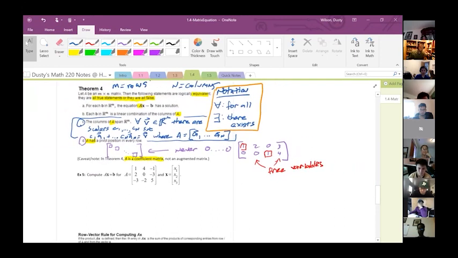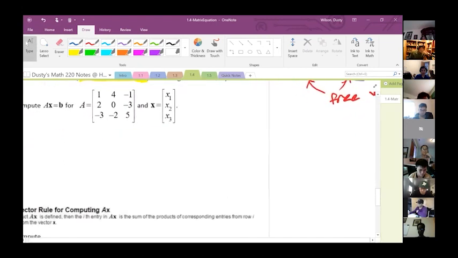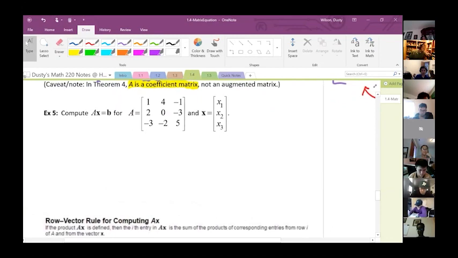Very good. All right, so let's look at example 5. In example 5, we want to compute AX equals B for A equal to this given matrix and X equal to the vector X1, X2, X3. Remember that you can take that AX and think about this X as giving you the weights of the columns.